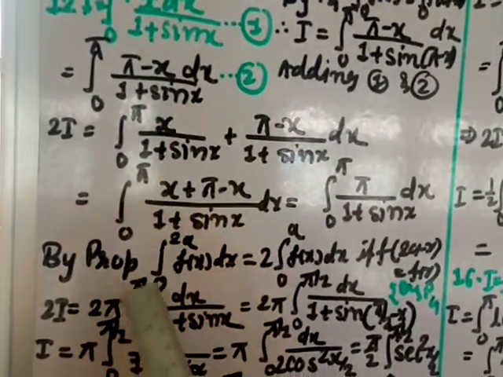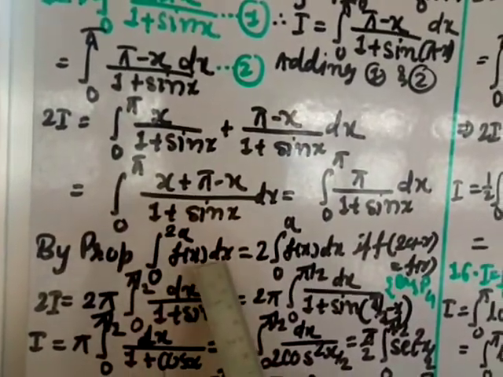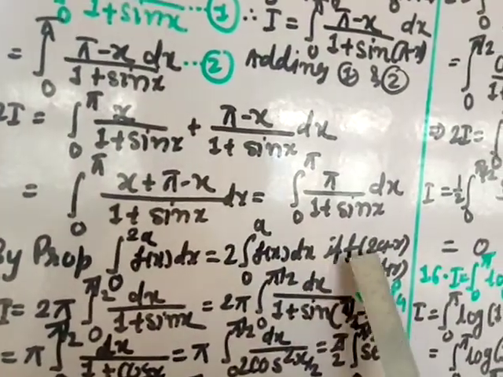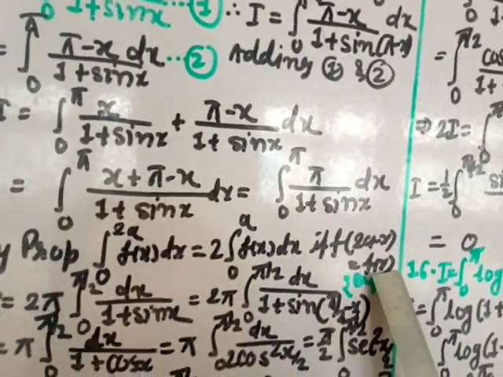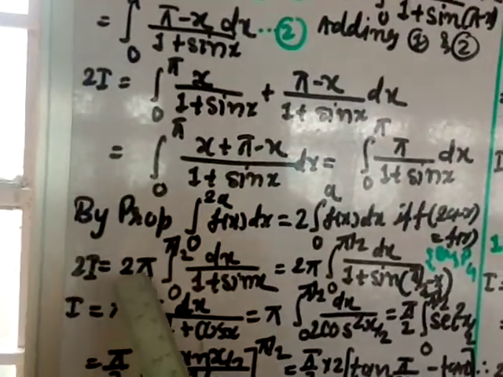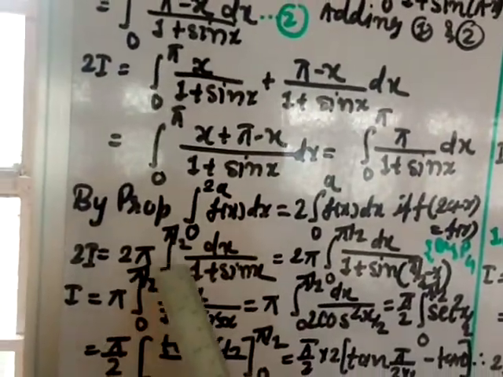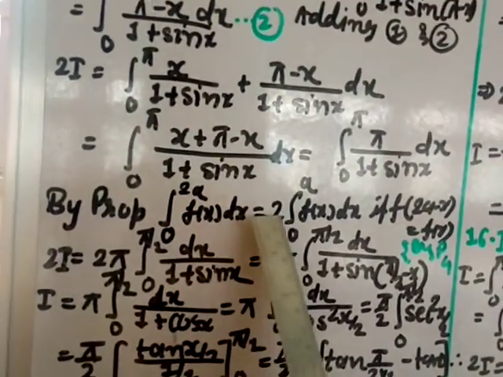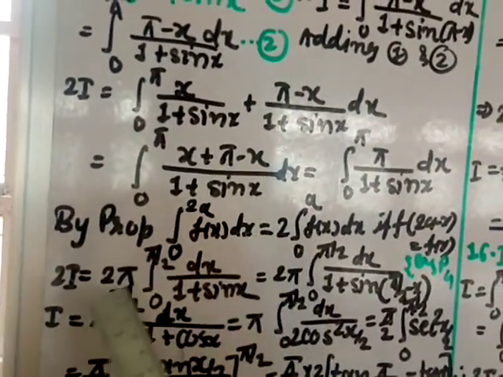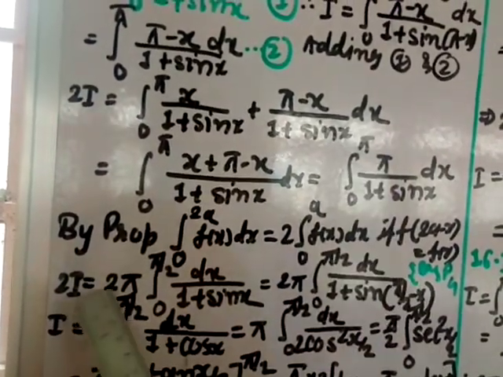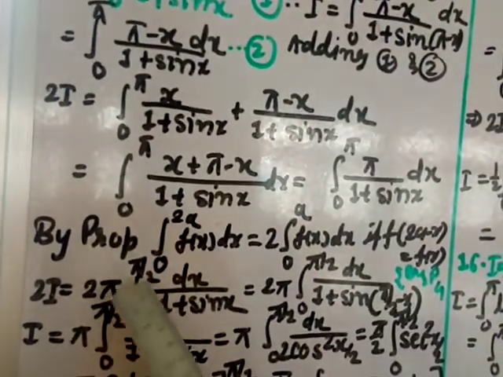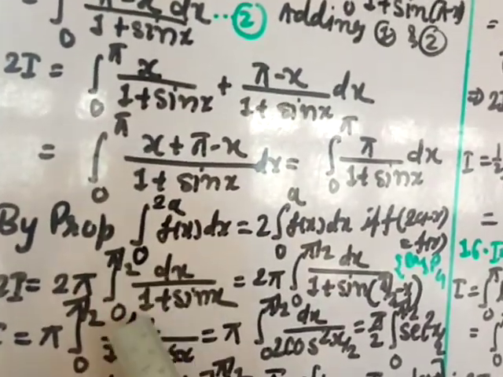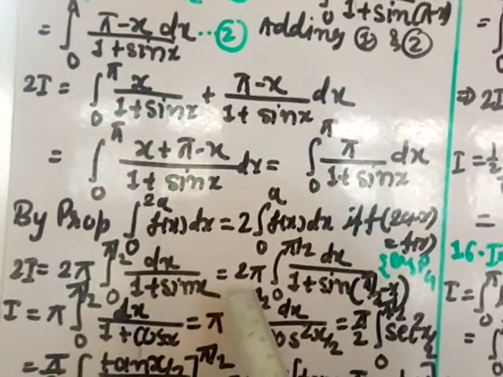Now by the property, the integral from 0 to 2a of f(x) dx is equal to 2 times the integral from 0 to a of f(x) dx if f of 2a minus x equals f of x. I am going to use this property. So 2I is equal to pi, and I use this property 2 times, so 2 pi, and the integral from 0 to pi becomes 0 to pi by 2, since 0 to 2a becomes 0 to a. The integral from 0 to pi by 2 of dx divided by 1 plus sin x equals 2 pi.